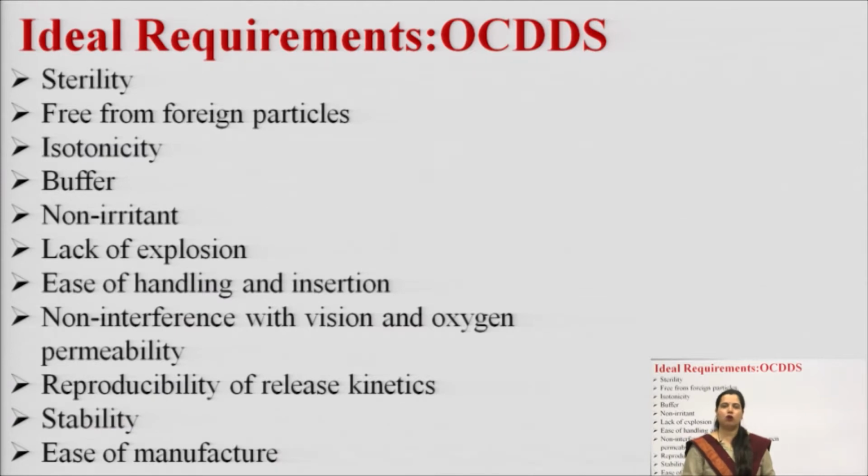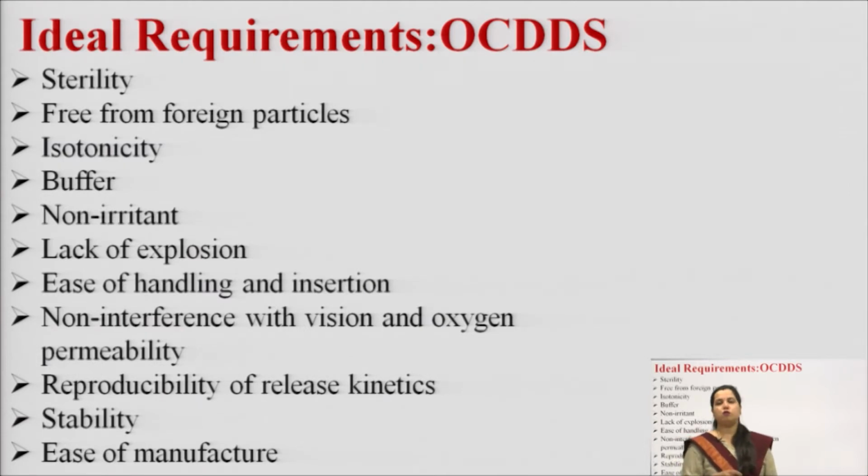So, after this, what are the ideal requirements of OCDDS, that means ocular drug delivery systems. First of all, the formulation must be sterile and free from microbes. Sterility is an important factor to make OCDDS. Now, it must be free from foreign particles, that means any grittiness or solid particles must not be present in the preparation, as they will irritate or inflame the eye surface. Isotonicity is an important factor here.